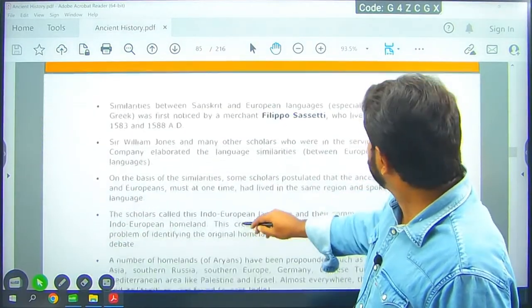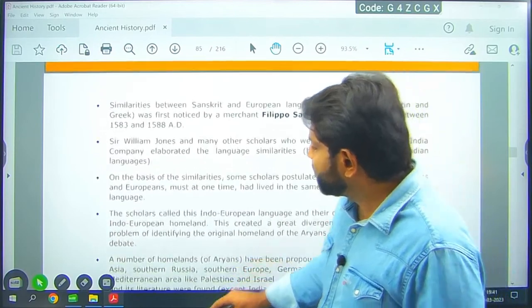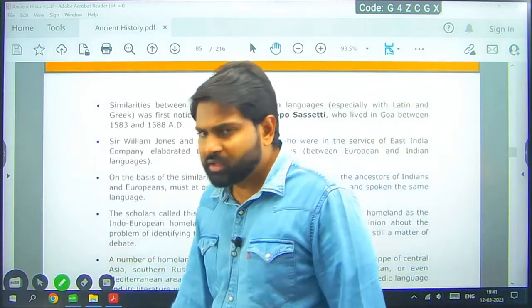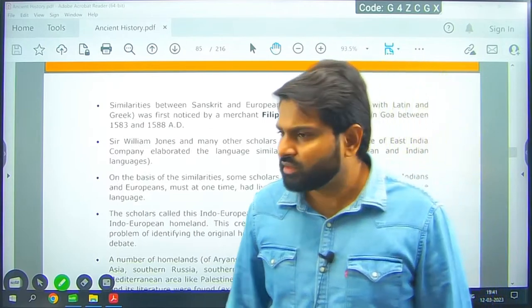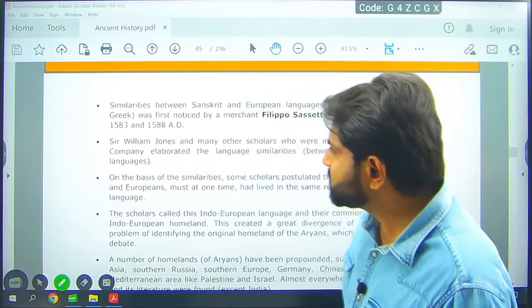Even science says that aquatic life came first, then amphibians, then mammals, likewise the same way, then hominid, Homo erectus, Homo sapiens.